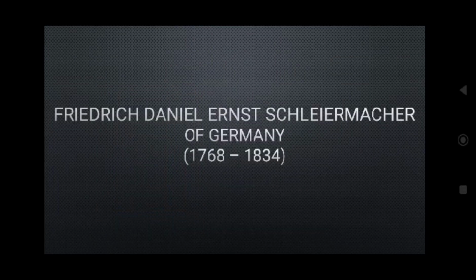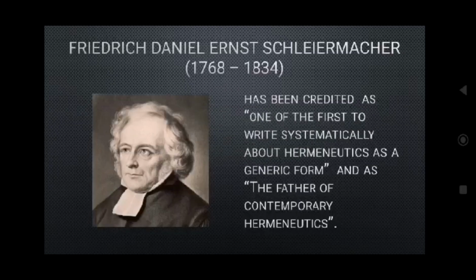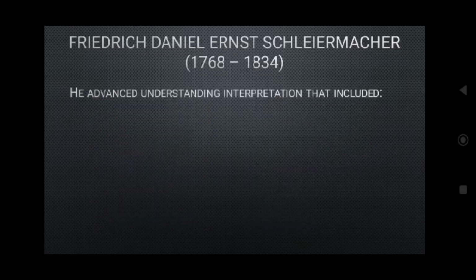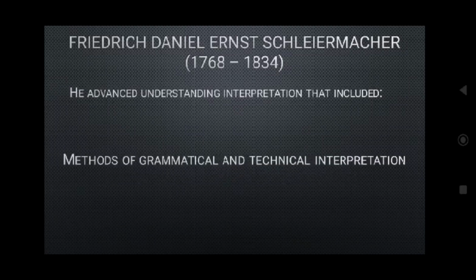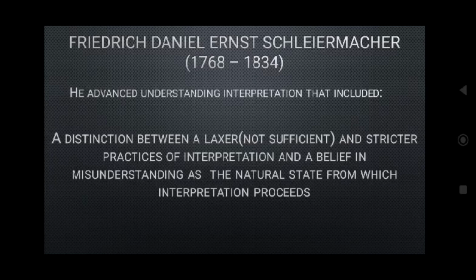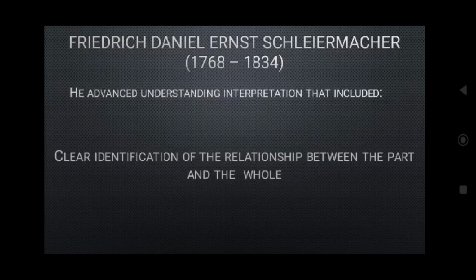Friedrich Daniel Ernst Schleiermacher of Germany lived 1768 to 1834. Friedrich Daniel Ernst Schleiermacher has been credited as one of the first to write systematically about hermeneutics as a generic form, and as the father of contemporary hermeneutics. He advanced the understanding of interpretation that included the goal of determining the meaning of a text through intention and perspective of the author, methods of grammatical and technical interpretation, a distinction between laxer and stricter practices of interpretation, the belief in misunderstanding as the natural state from which interpretation proceeds, and clear identification of the relationship between the part and the whole.